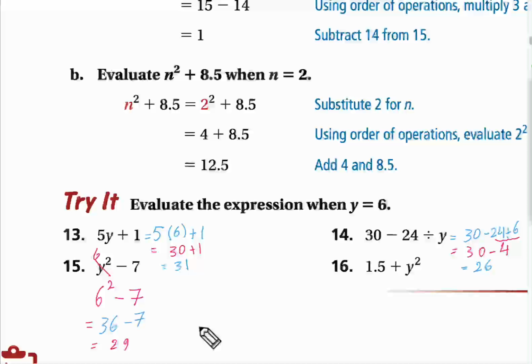Okay. Abdul Jabbar. Yes, Mr. Go ahead. Substitute y. What number for y?